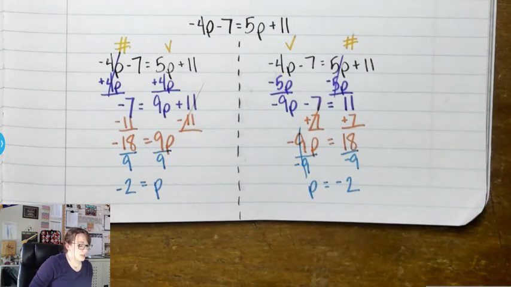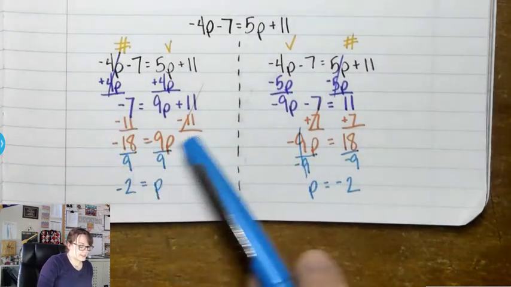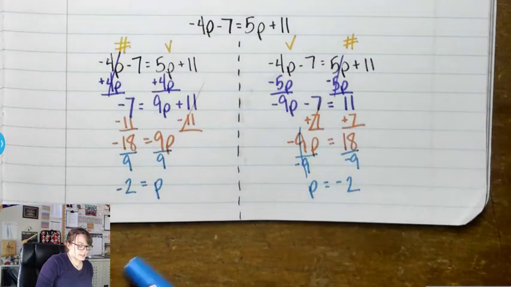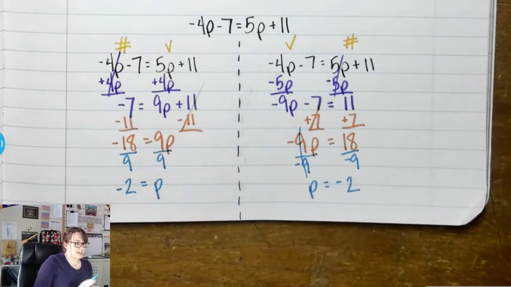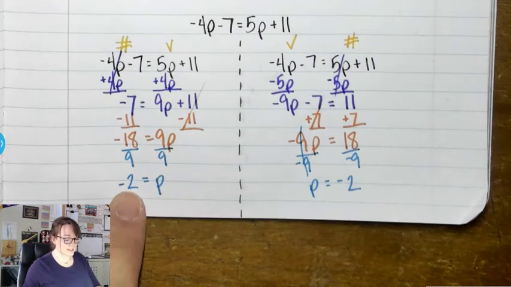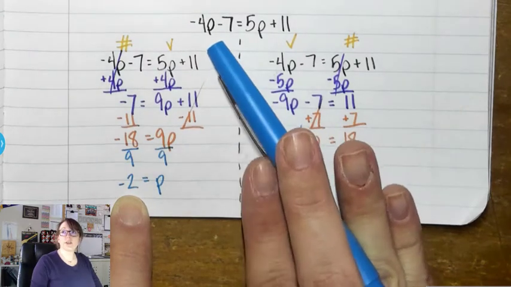So even though I did the opposite of what you did, we end up with the same answer. As long as you follow the algebra rules, doing to one side what you do to the other, it doesn't matter which side your variable ends up on. It still works. And the beauty of algebra, you can take this number, plug it into your equation, and see if it makes sense.